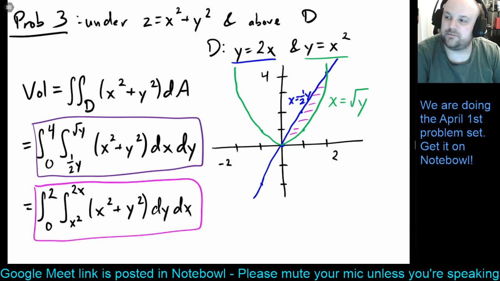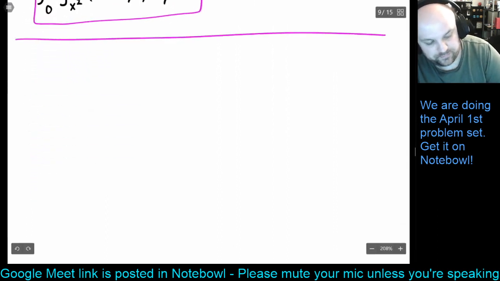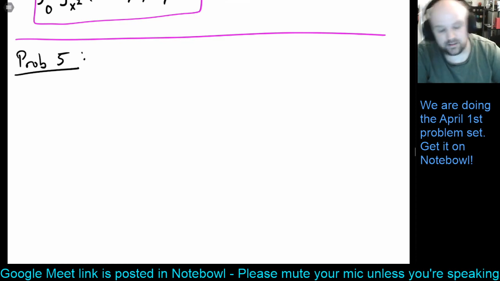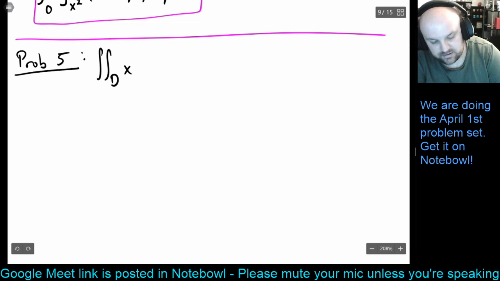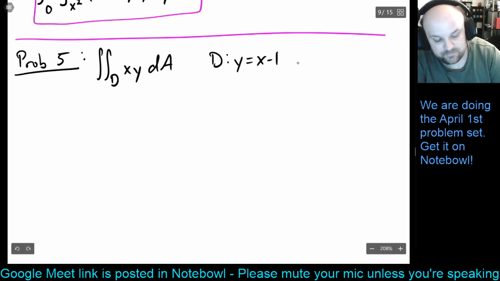Awesome. All right, so 4 was an accidental duplicate of 2. So we're just going to go straight to problem 5. And again, I just want to set up the integral here. I don't want to bother actually computing it. So we're trying to compute this integral where D is bounded by y equals x minus 1 and y squared equals 2x plus 6.